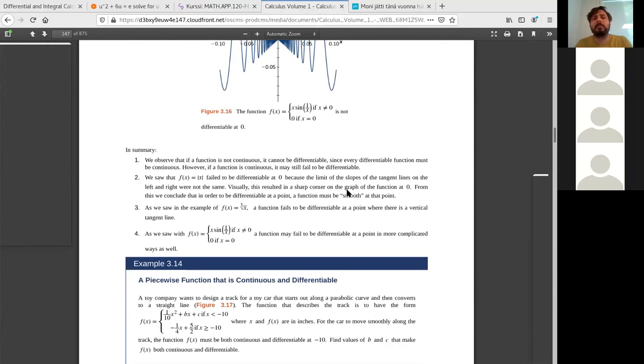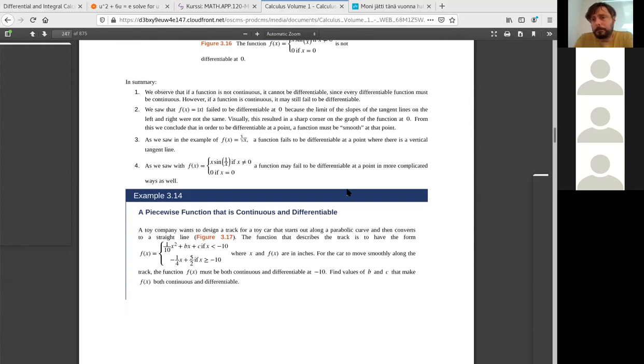Here's a summarization of the connection between continuity and differentiability. If a function is not continuous, it cannot be differentiable. But if it is continuous, it doesn't have to be differentiable. So if it's differentiable, it's continuous. But if it's continuous, it may not be differentiable.